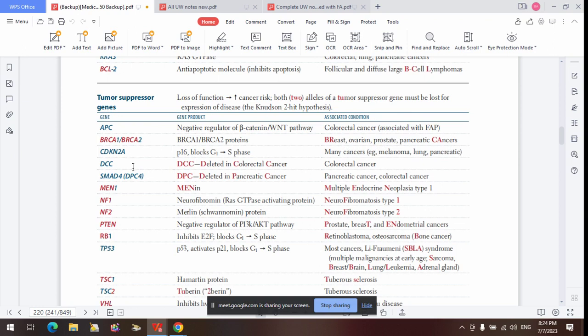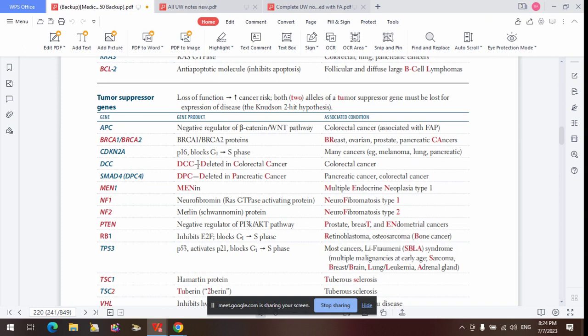Then we said there's CDKN2A. This CDKN2A codes for P16. And we said P16 is one of the regulators of the G1 to S phase. So if P16 is active, it doesn't allow the cell to progress from G1 to S phase. So there's no way the cell can replicate. So it makes sense for us to knock off CDKN2A so that the cells can continue replicating. That's one of the mechanisms of cancer developing.